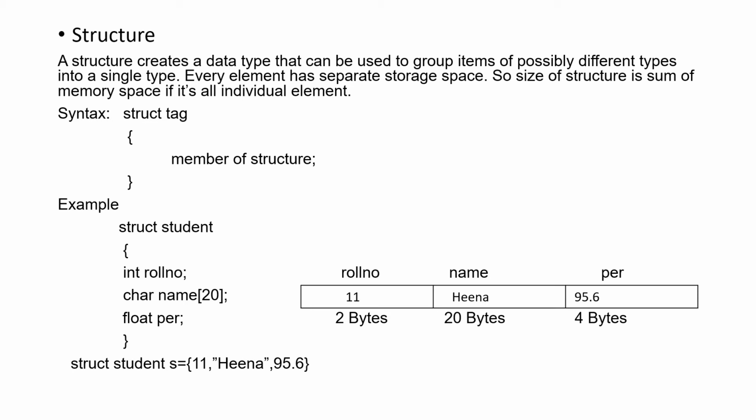In the structure, I can combine different variables of different data types under a single name. So how can I declare the structure? The syntax to declare the structure is that you use the struct keyword, and after that write down the tag. Here I am giving the name to my structure, and within the curly opening and closing brackets I will write the members of the structure.